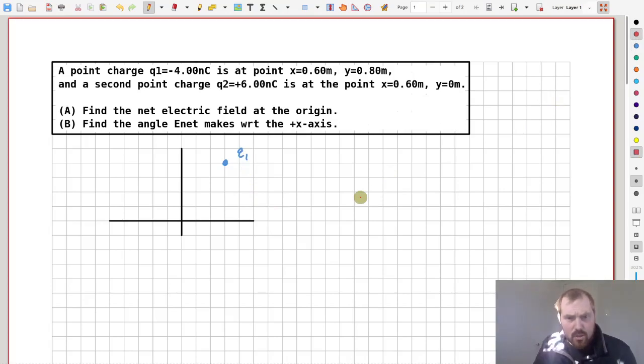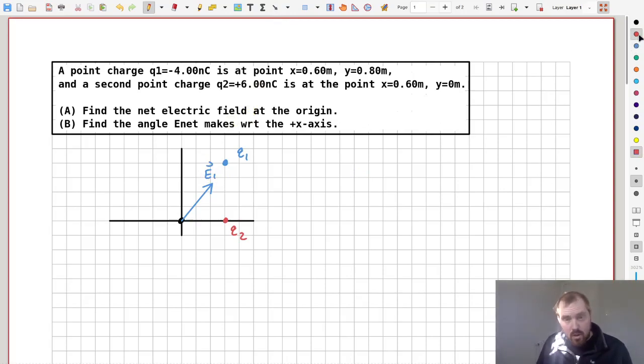It's a negative charge, so I'm using blue to represent it. And I'll use a positive charge, Q2 is positive, right there. And we want to know what is the net electric field at the origin due to these two charges. Well, let's look at the electric fields each charge is producing. Q1, being a negative charge, is creating an attractive electric field. So there's going to be this E1 pointing towards it. So there's our E1 field.